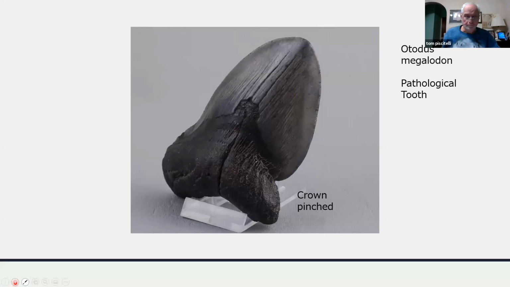Next, please. This is a megalodon tooth showing an abnormally pinched crown where it juts in as you see at the root, and that's normally not how it fits up with the root. So this is, again, another pathological tooth. Next, please.